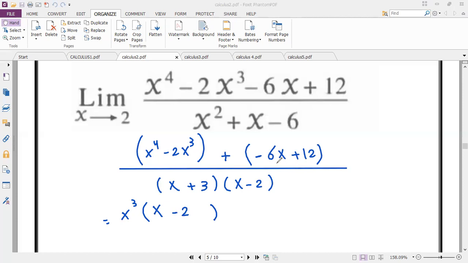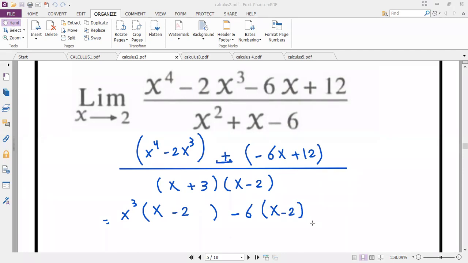And in the second group, we are going to take negative 6 as a factor. What about this plus? This plus is put just to separate between them. So ignore it and write -6 here. And you will get, if we took -6 as a factor, x minus 2.